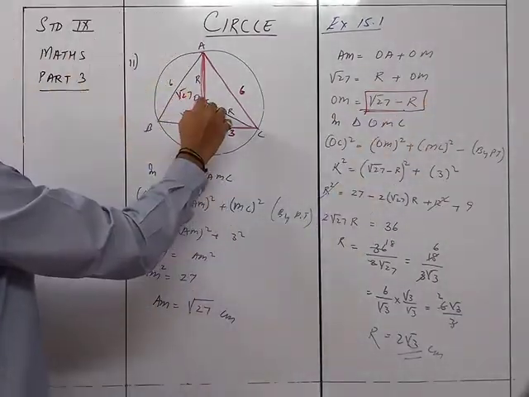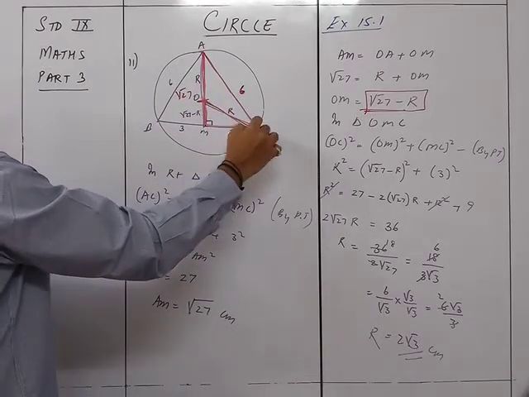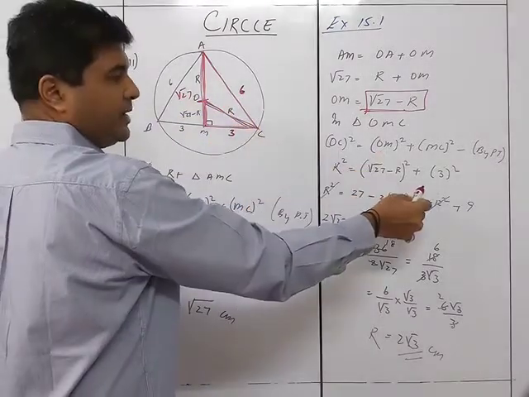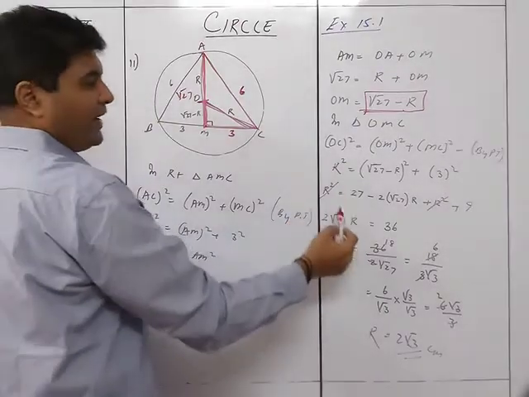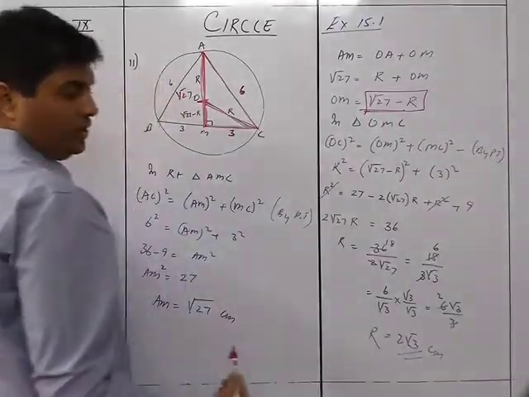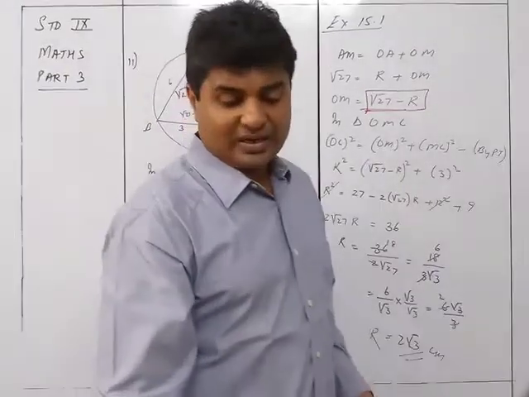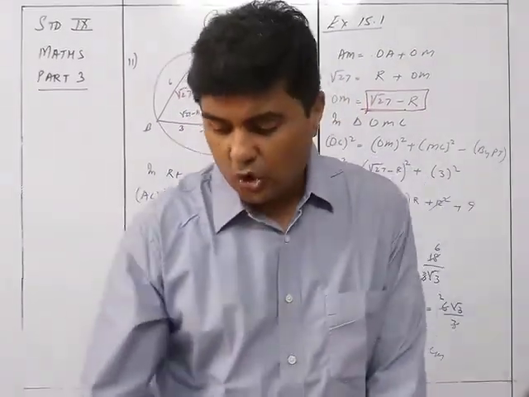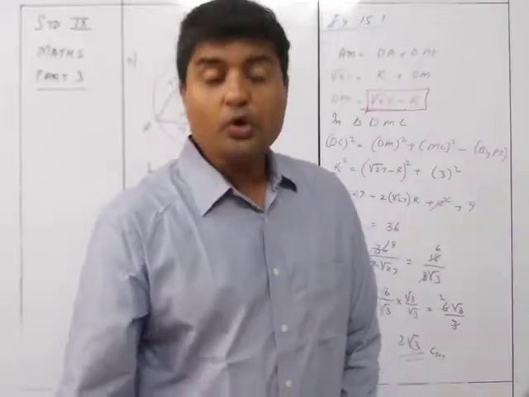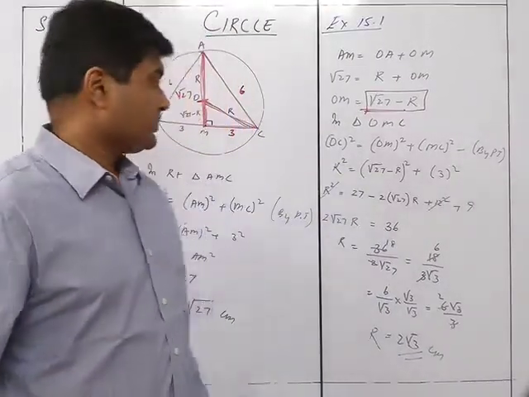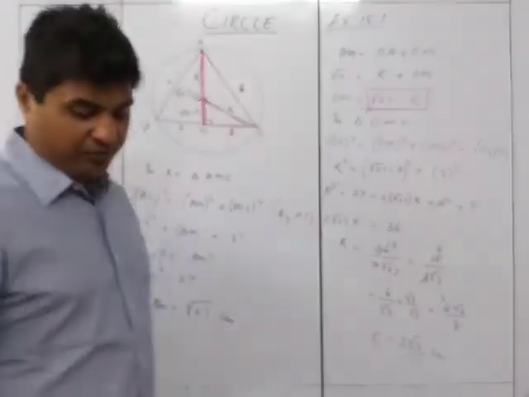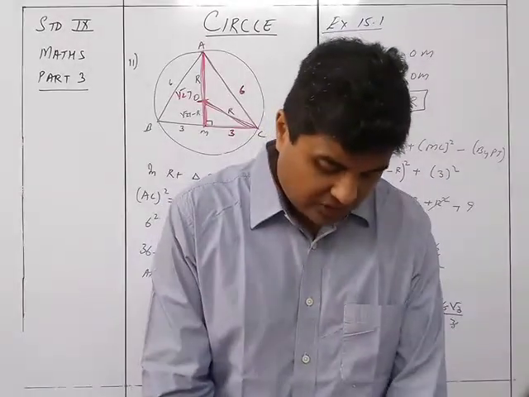And then you take the smaller triangle over here, and in the smaller triangle you apply the Pythagoras theorem again, and by that you are able to find the value of R. Whatever R you get, you will be getting it in roots, so you need to rationalize it in such a way that there is no root in the denominator. So that is question number 11 for you. Now we move on to question number 13.